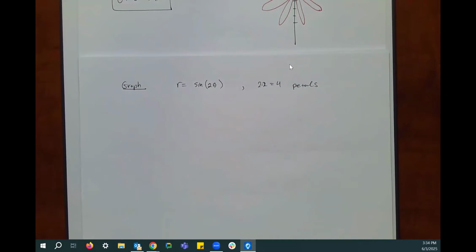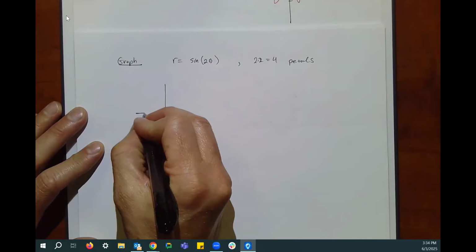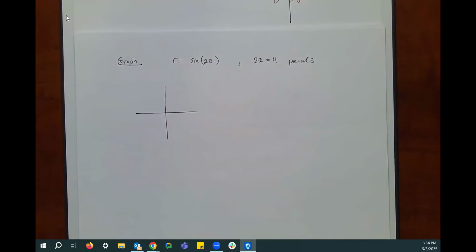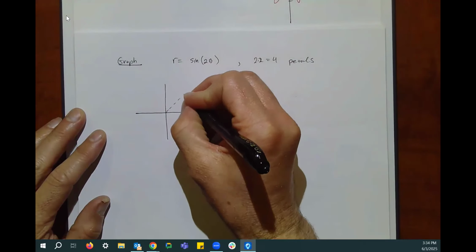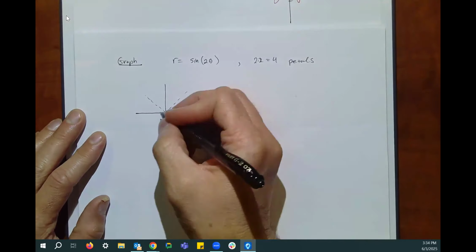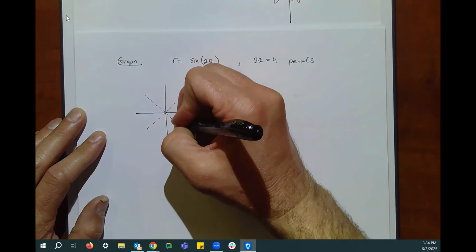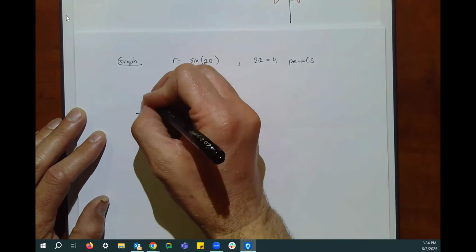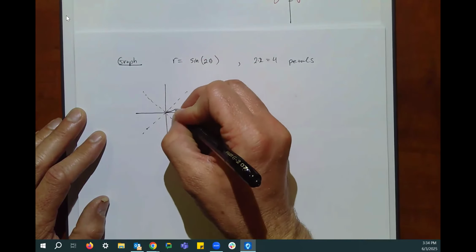And what I remember about sine and cosine is for even numbers of petals, with cosine you always get on axis petals, and with sine they're always off axis. You never get an on axis petal. So for sine, with 4 petals, they're going to look like they're pointing at a 45-degree angle and a 135-degree angle and a 225-degree angle and whatever that angle is over there, 315 degrees. So essentially pointing this way, that way, and that way, and that way. And they all have a length of 1. So they should look something like this.